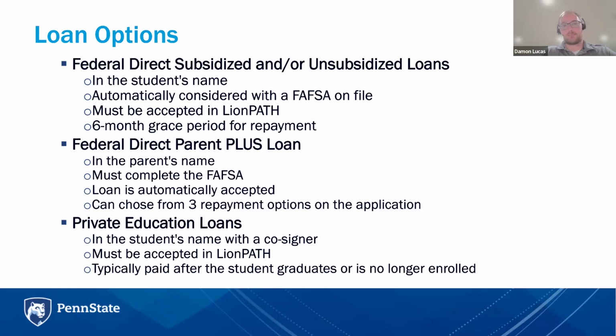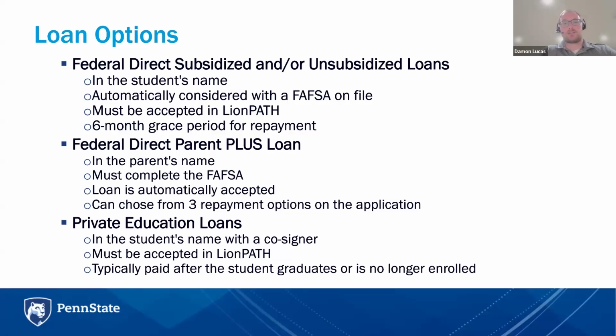This is in the parent's name, and you must complete the FAFSA as well. The loan, again, is automatically accepted for you. You can choose up to 3 repayment options on the application. So definitely when you are applying for this loan, click whatever repayment option works best for you. There's no right or wrong on that one. Just make sure you remember what repayment option you selected.